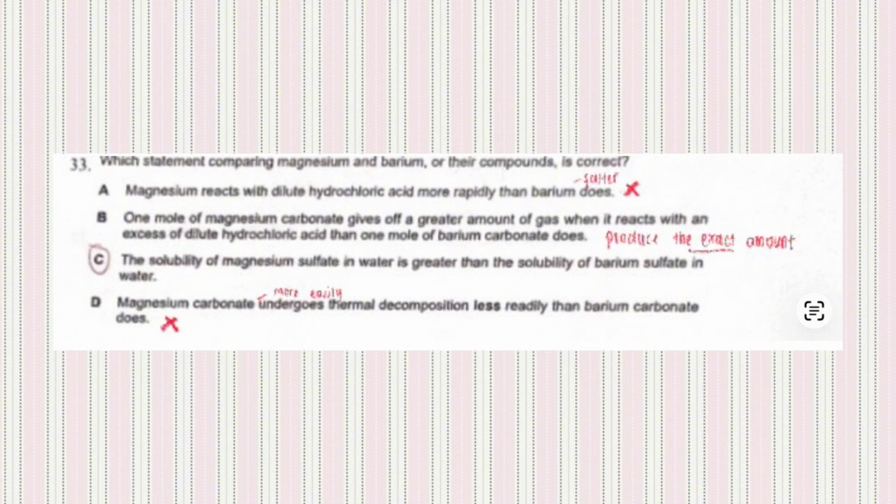Let's see D. It states that magnesium carbonate undergoes thermal decomposition less readily than barium carbonate does. This is also wrong, because magnesium carbonate breaks down with heat much more easily than barium carbonate does. So the right answer is C. The solubility of magnesium sulfate in water is greater than the solubility of barium sulfate in water.